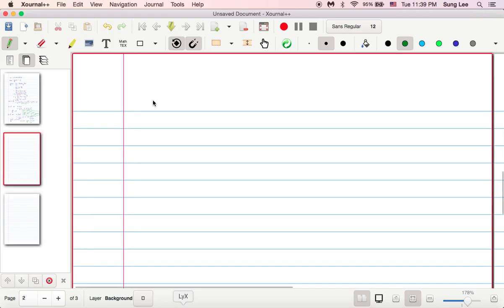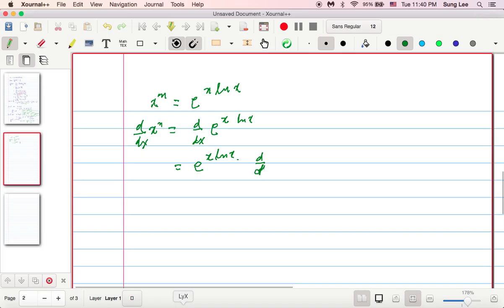Okay, so here again, x to the power n can be written as e to the n times ln of x, right? So the derivative of x to the power n is the same as the derivative of e to the x ln x. So, using the chain rule, this is going to be e to the x ln x times the derivative of x ln x.